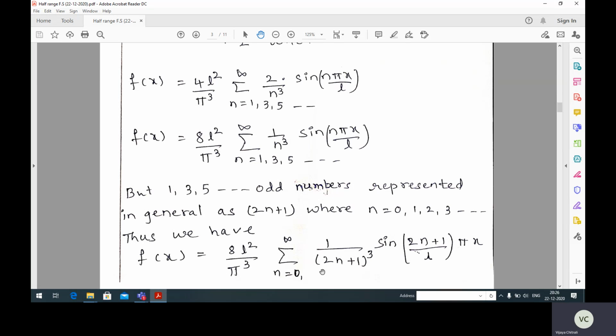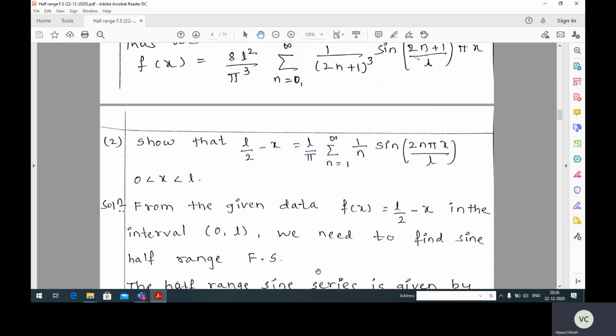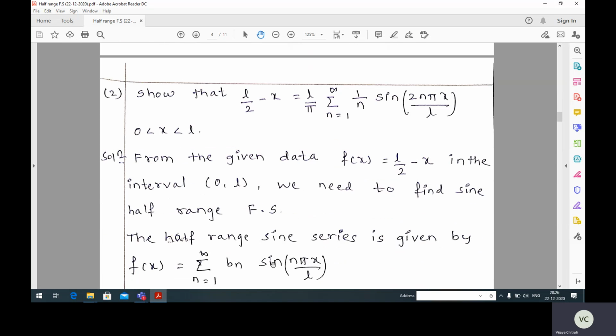Similarly, you substitute 1, 2 plus 1 is 3. Again, it is an odd number. Substitute 2, 4 plus 1 is 5. Again, it is an odd number, right? So this is the required answer. So this is one of the important examples.